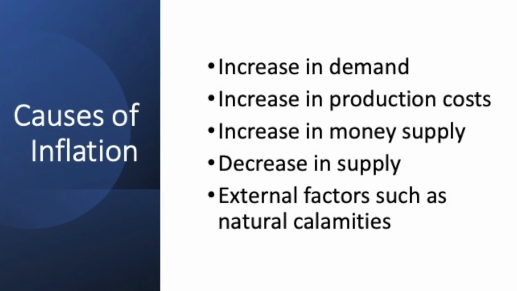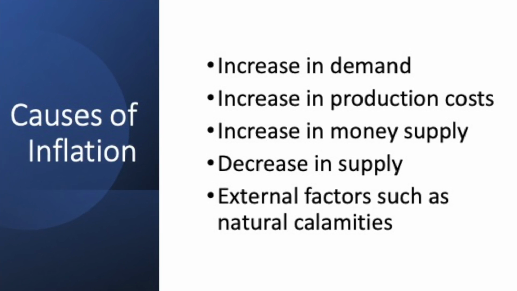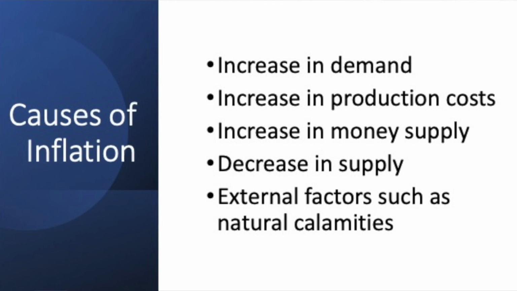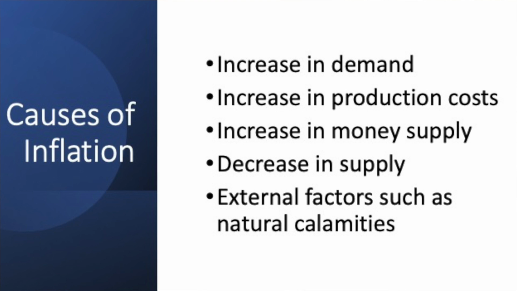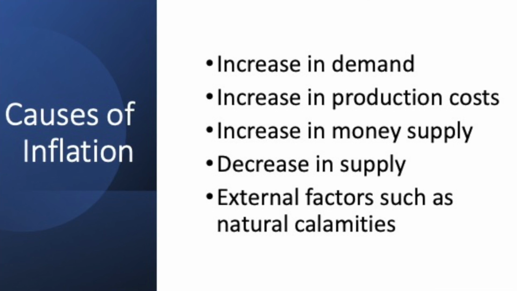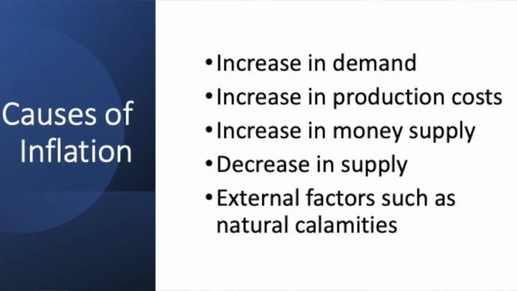Next is decrease in supply. When the supply of goods and services decreases, it can lead to an increase in prices as consumers compete for a limited supply of products and are willing to pay higher for it. And the last factor is external factors. These include natural disasters, political instability, international conflicts, etc., that can lead to inflation by disrupting supply chains and increasing production costs. I hope you found today's video useful and you learned a lot more about inflation.